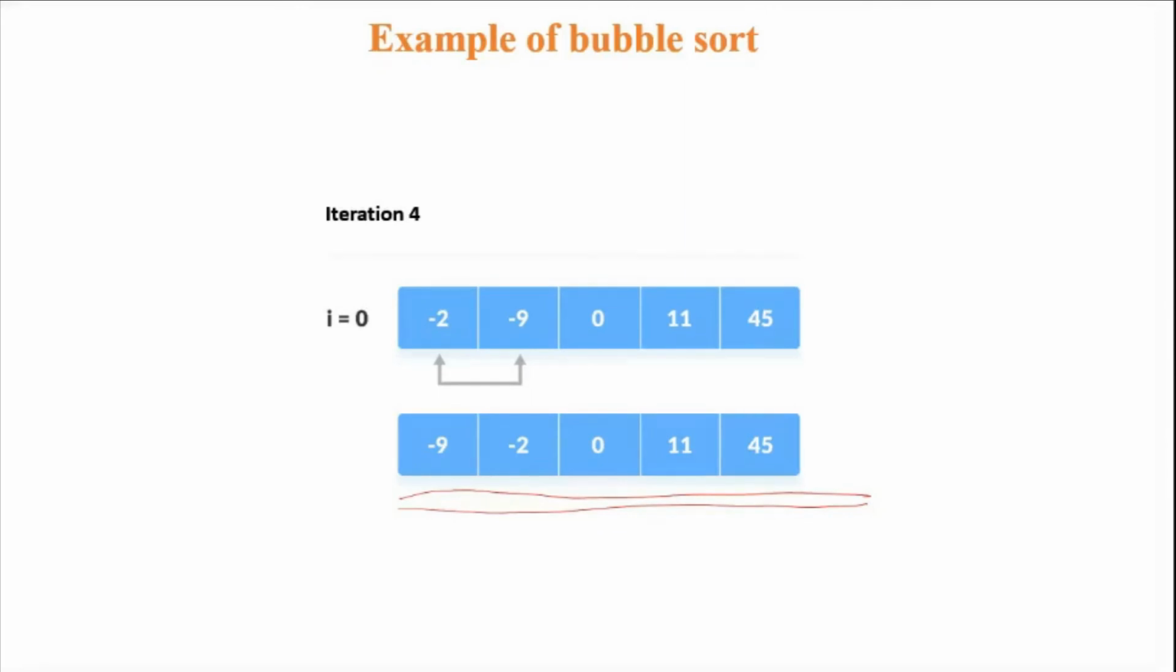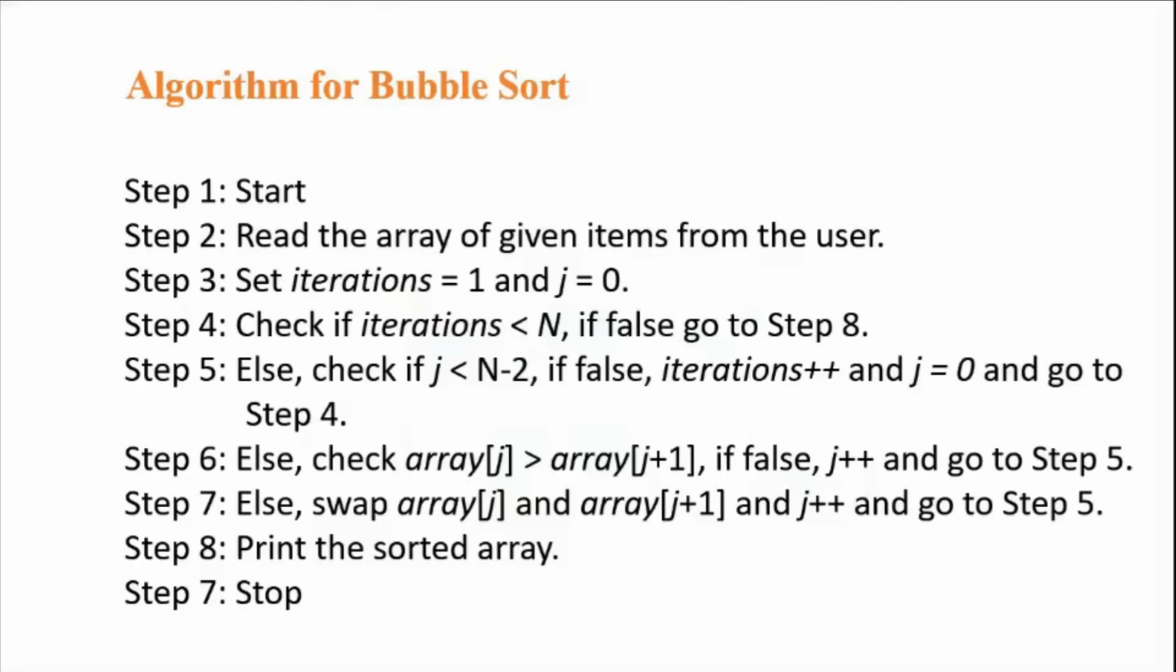So this is how the bubble sort works. Now let's see what the algorithm for this is. This is the algorithm for bubble sort. In all algorithms, step 1 should be start and the last step should be stop. So we start, then we read the array of the given items from the user. Then we set iterations to 1 and j equal to 0.